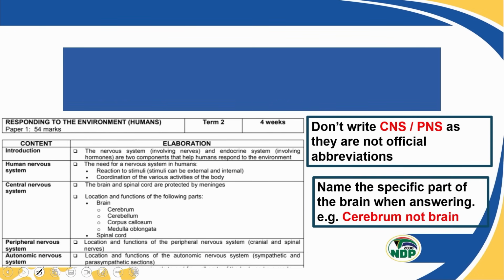Abbreviations, again, don't abbreviate words when there is no official abbreviation. CNS, PNS for central nervous system and peripheral nervous system are not acceptable, okay, because they're not official abbreviations. Name specific parts of the brain. When I'm talking about hearing, I'm talking about the cerebrum. When I'm speaking about balance and coordination, I'm speaking about the cerebellum is responsible. Don't just use a generic term, the brain.